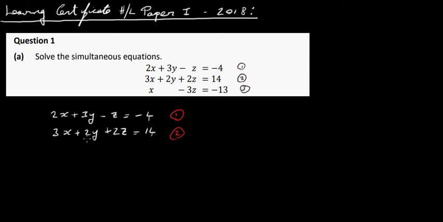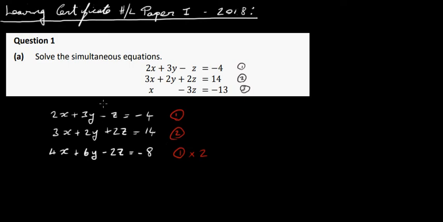So what I need to do really is look at the lowest common multiple of 2 and 3. I'm going to multiply equation 1 by 2 and equation 2 by 3, so that'll give me a 6. The lowest common multiple of 2 and 3 is 6. So I'm going to take equation 1 and multiply by 2. So let's see what we get when we do that. When I multiply by 2, I should get 4x plus 6y minus 2z, and that's going to be equal to minus 8.